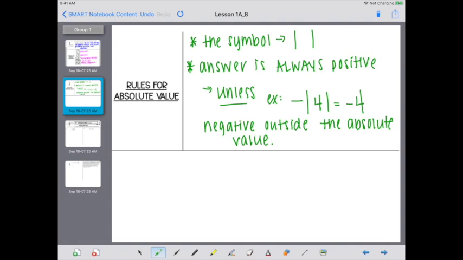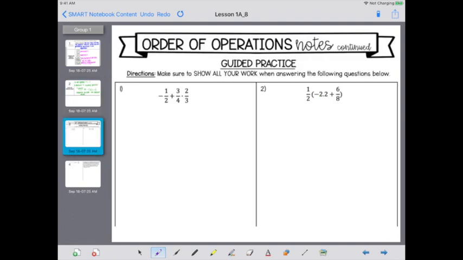Okay, so let's take everything that we learned and let's try to do some examples together. Okay, so let's start with number 1. We have negative 1/2 plus 3/4 times 2/3. We want to follow our order of operations, PEMDAS. So we're first going to see if there are any parentheses or groupings, and there's not. So then we want to notice if there's any exponents. There's not any exponents, so we're going to go straight to multiplication and division.